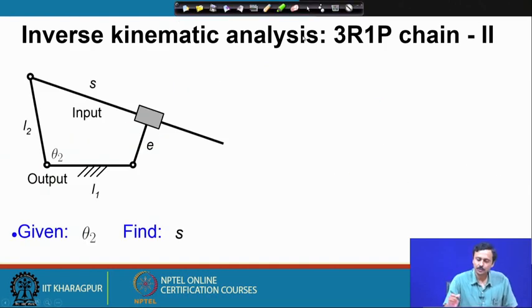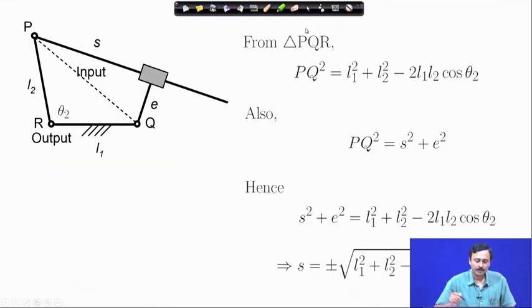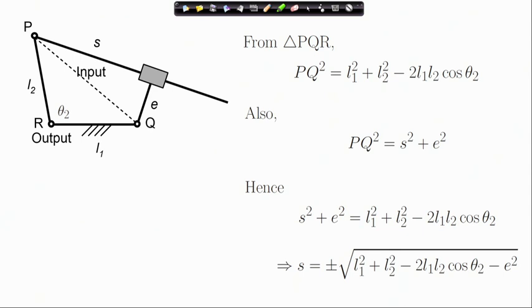So, given theta 2, given this angle, what is S? Find out S, which is the actuator throw. Given theta 2, find out S. So, what is S? We look at this problem quickly.